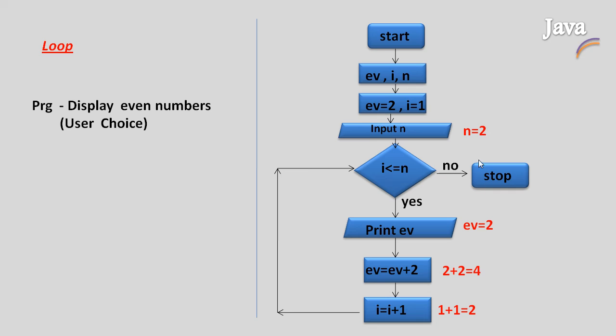2 equals to 2, the condition is true. It will come to this part. So the 4 is going to print, because the last value which was inside EV was 4. Then 4 plus 2, it will be what? 6. And what is the value of I? It is 2. 2 plus 1, that is 3. It will come to this part. 3 less than 2, the condition gets false. It will come to the no part and stop.